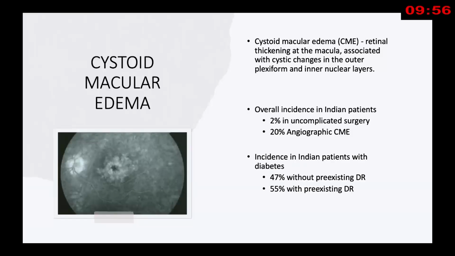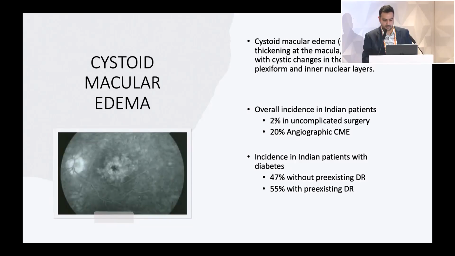So I'll be talking about pseudophakic cystoid macular edema. So mainly cystoid macular edema is a retinal thickening at the macula which is associated with cystic changes in the outer plexiform and inner nuclear layers. The overall incidence which has been seen in Indian patients is usually 2% in uncomplicated surgery and 20% is angiographic CME. The incidence in Indian patients with diabetes has been seen to be 47% without pre-existing diabetic retinopathy and 55% with pre-existing diabetic retinopathy.